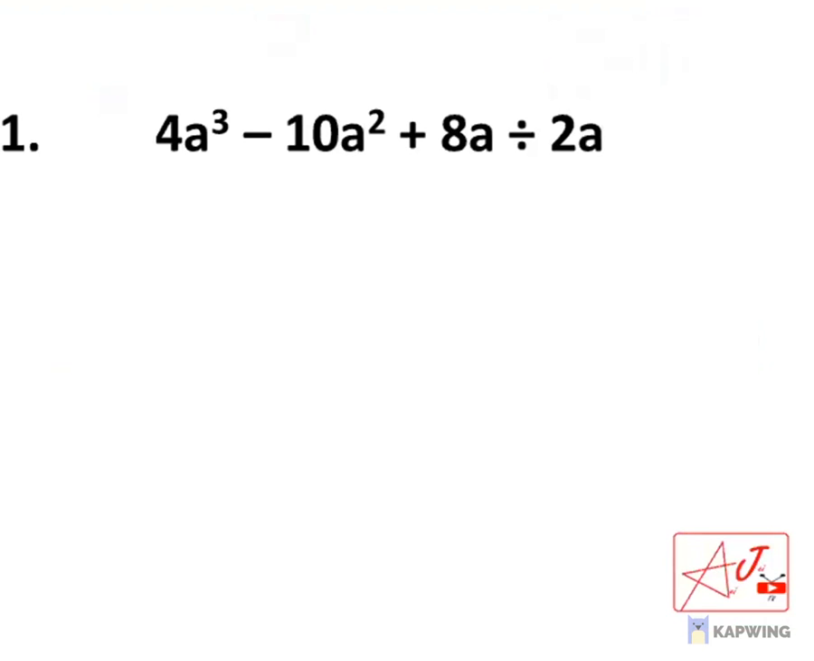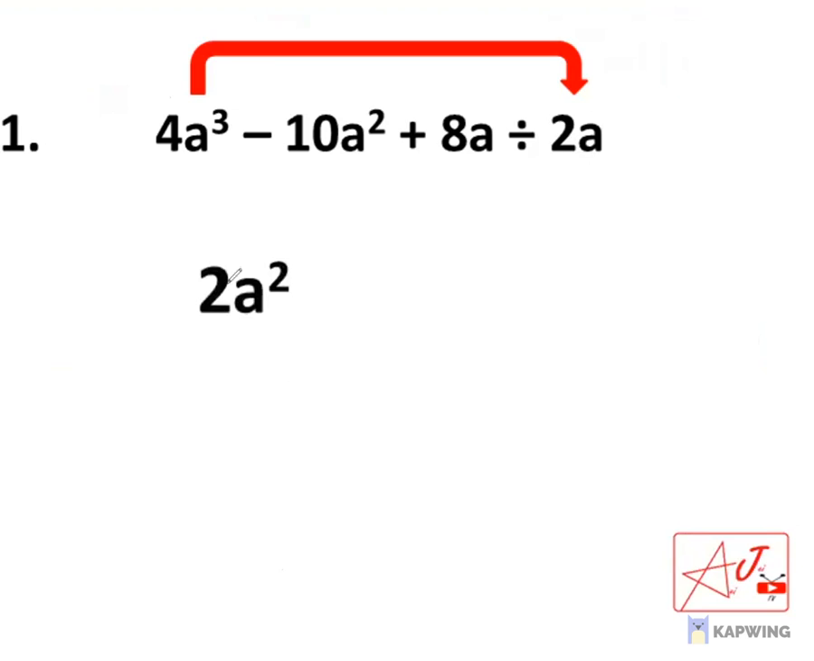For example, we have 4a cubed minus 10a squared plus 8a divided by 2a. So isa-isahin po natin itong mga terms na to, i-divide natin lahat sila kay 2a. So start muna tayo kay 4a cubed divided by 2a. Pares naman silang positive, kaya positive pa rin yung sagot. So, ang answer for this first term is 2a squared.